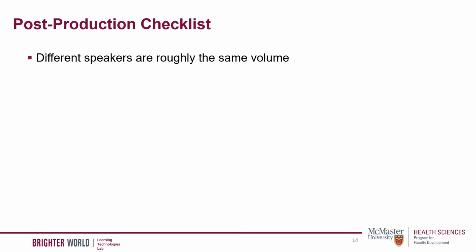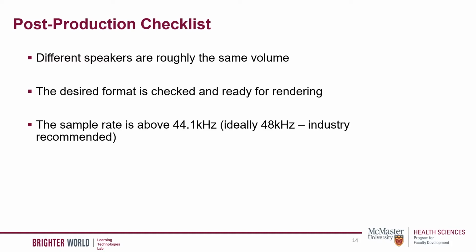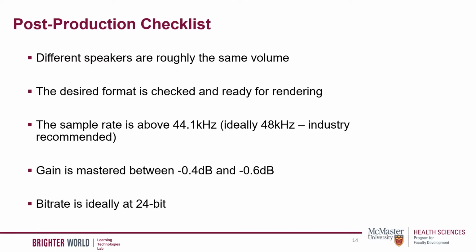Some post-production considerations would be that you have different speakers, roughly the same volume. The desired format is checked and ready for rendering. The sample rate is above 44.1 kHz. Ideally you're recording at 48 kHz or mastering to it. Gain is mastered between -0.4 and -0.6 decibels. And the bitrate is ideally 24-bit.